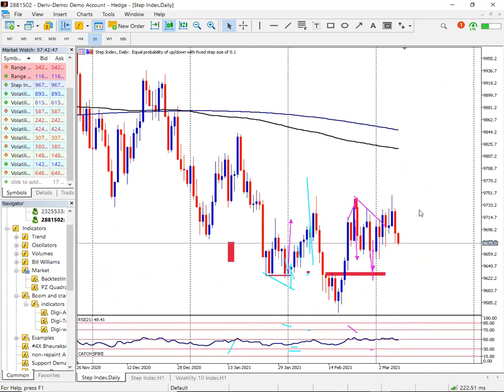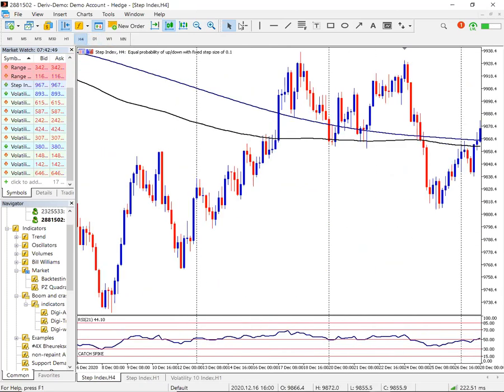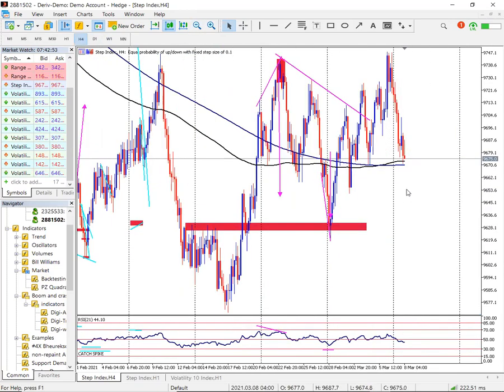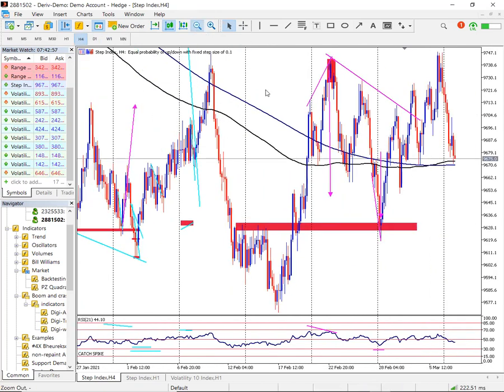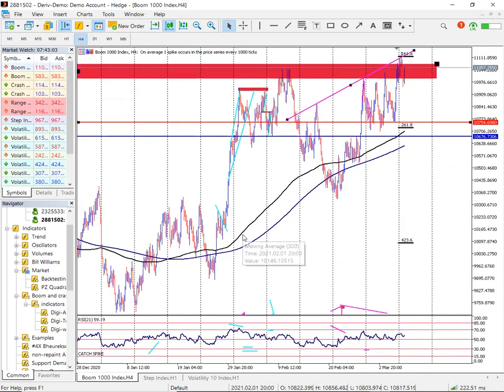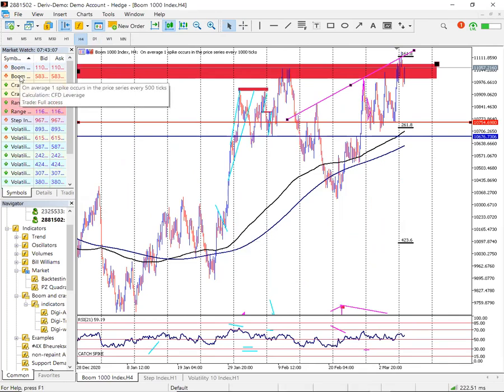Hello, I was late though. I wanted to enter Boom 1000 buy. I was waiting for my break of structure. It broke, but I couldn't catch it early, so I have to let that one go. I'm also waiting for Boom 500 buy to break my structure, then I can join. Those are some that I'm waiting for. VIX 25.